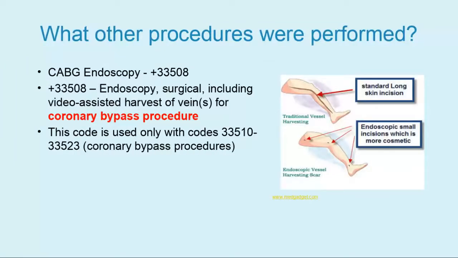Okay, so sometimes other procedures are performed with a CABG, and I'm going to talk about a couple of them. One of these is an add-on code for an endoscopy used with the harvesting of a vein. Note that the coronary artery bypass is specifically mentioned in the wording for the code. This is add-on code 33508, and where the code is listed, it says this code is used only with 33510 through 33523. So it's only used with these. You don't use it with other procedures.